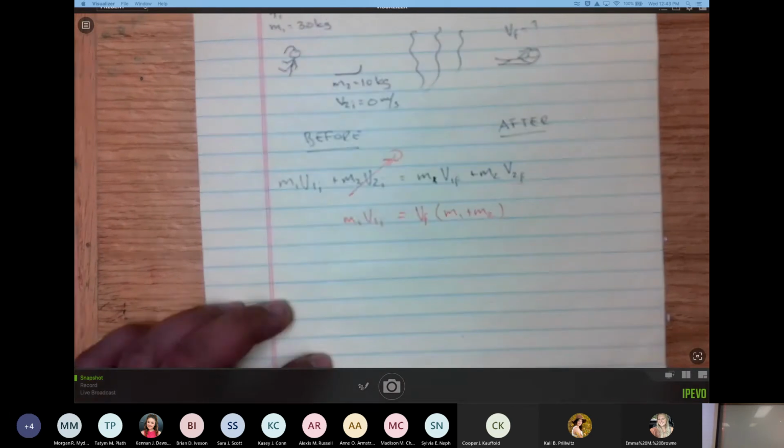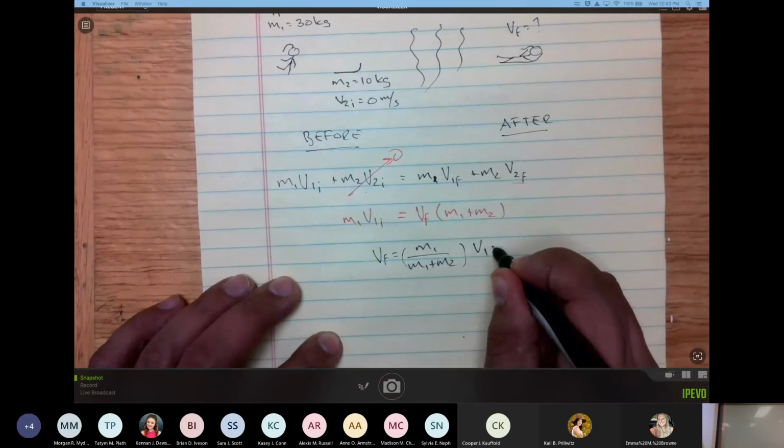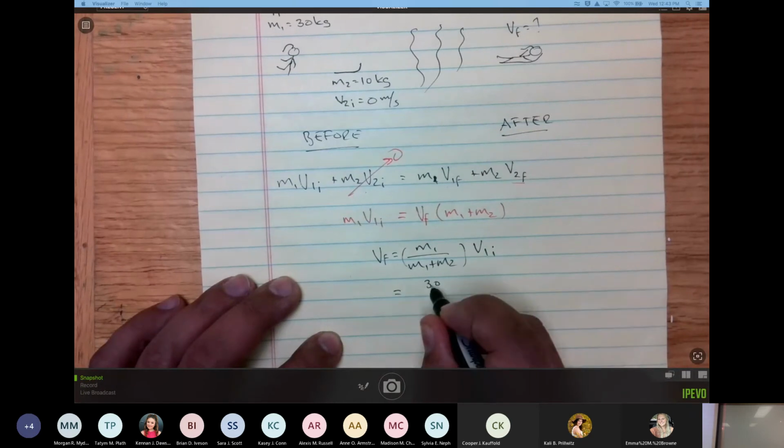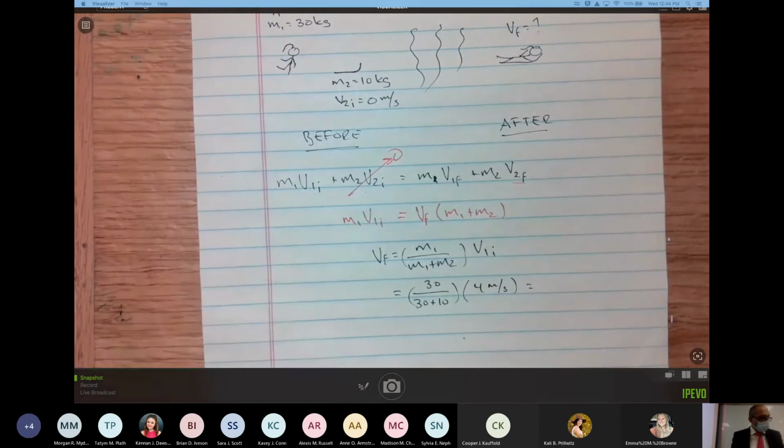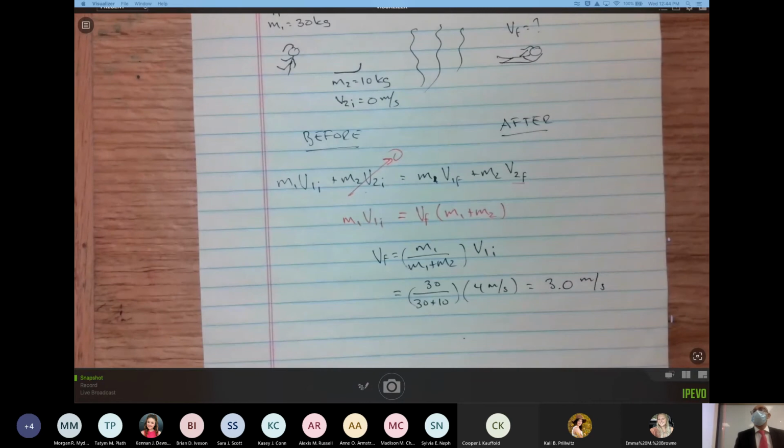So the final velocity will be m1 times the initial velocity over m1 plus m2. This will be 30 over 30 plus 10, times 4. Any questions? No?